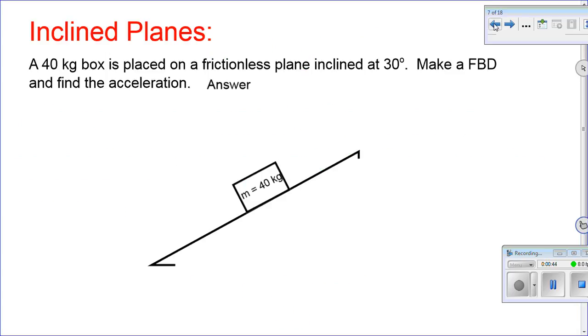So when you're given a problem like this, where you've got an object on an inclined plane, step 1 is the same as any other problem, which is start by finding your force of gravity. The one catch is this: we're not going to draw the force of gravity. We've got a 40 kilogram box, so your force of gravity would just be 40 times negative 9.8. So you get negative 392 newtons.